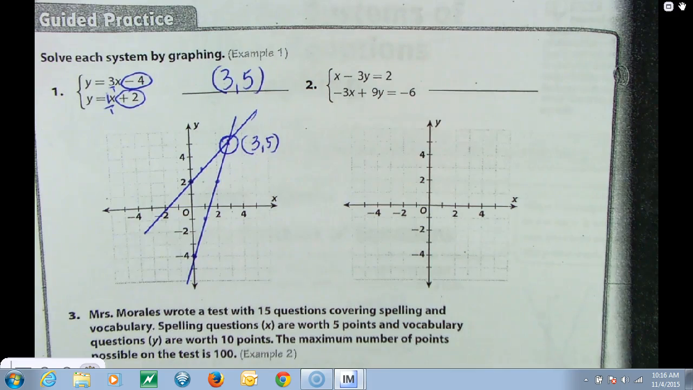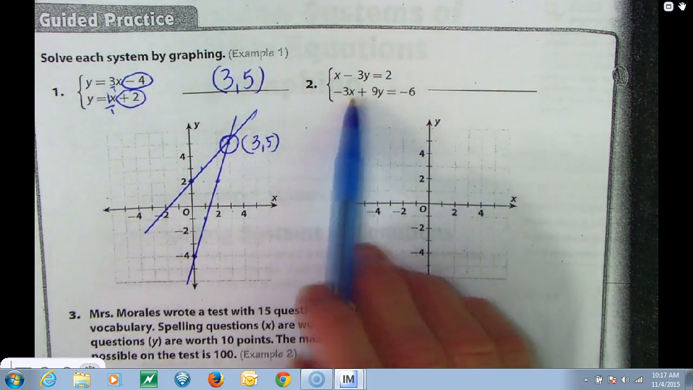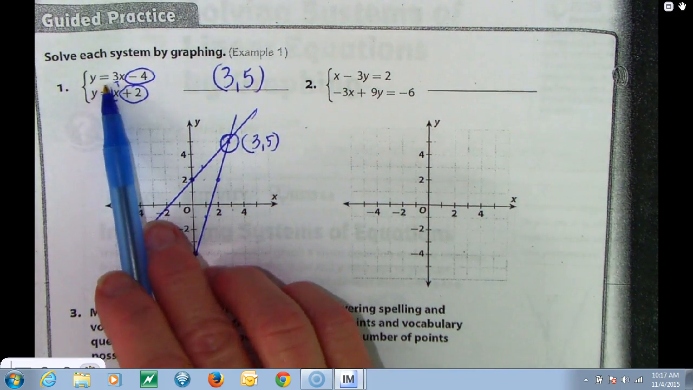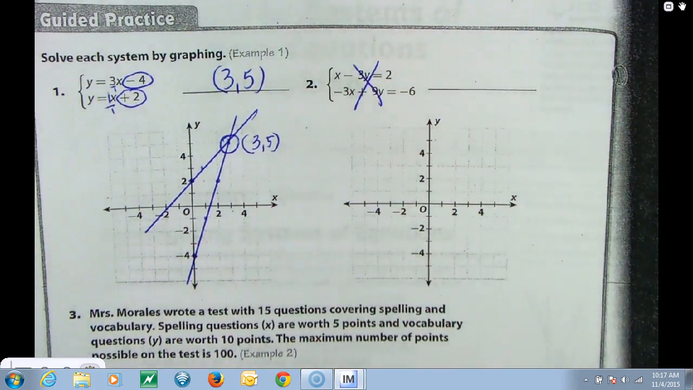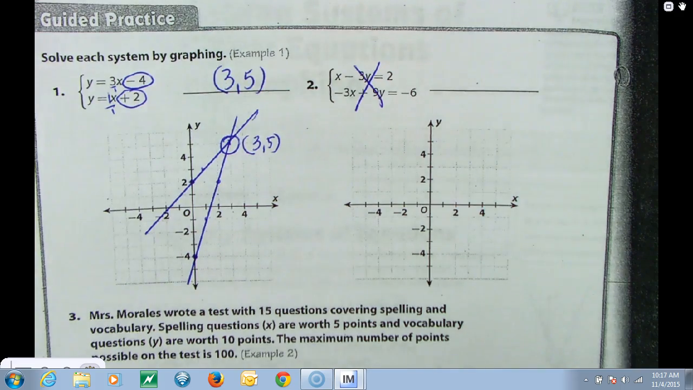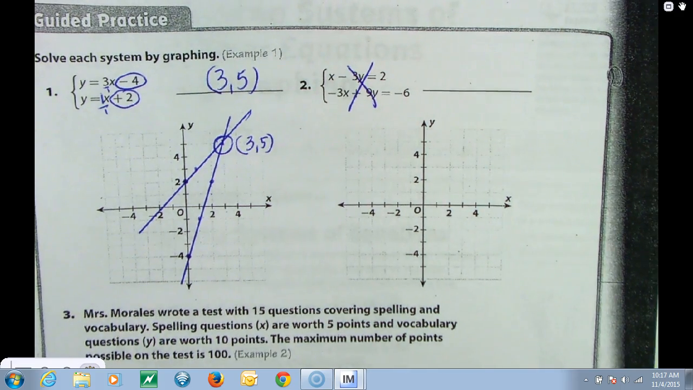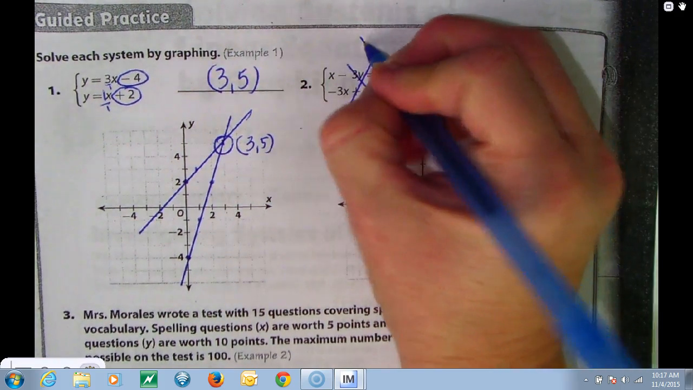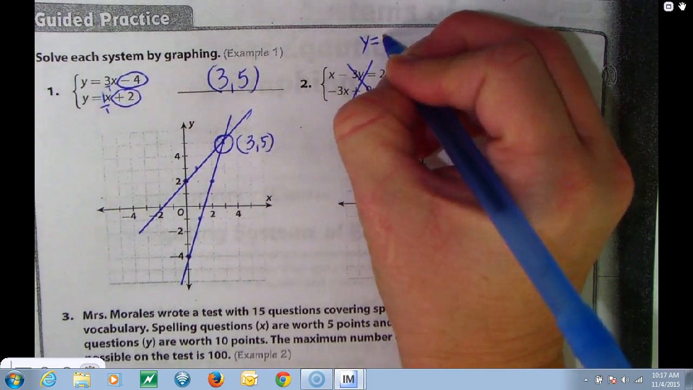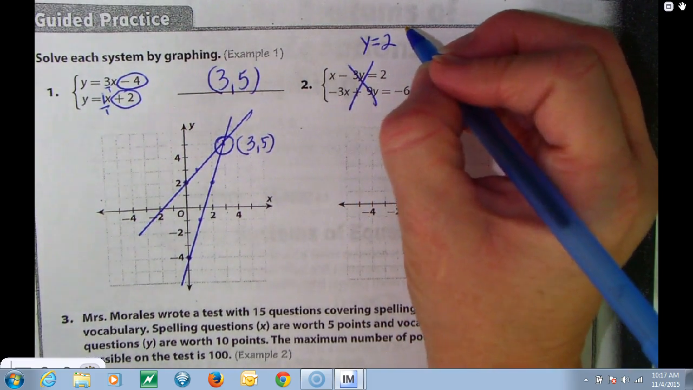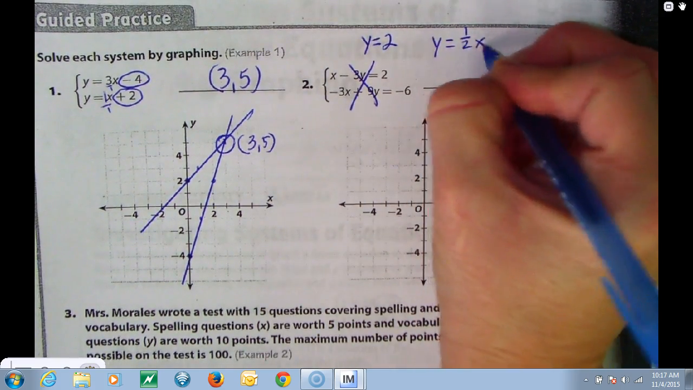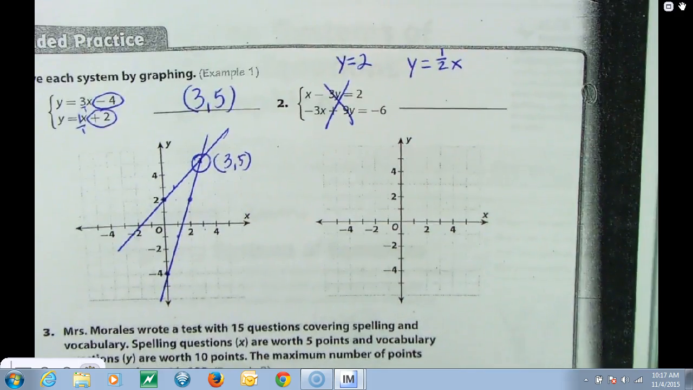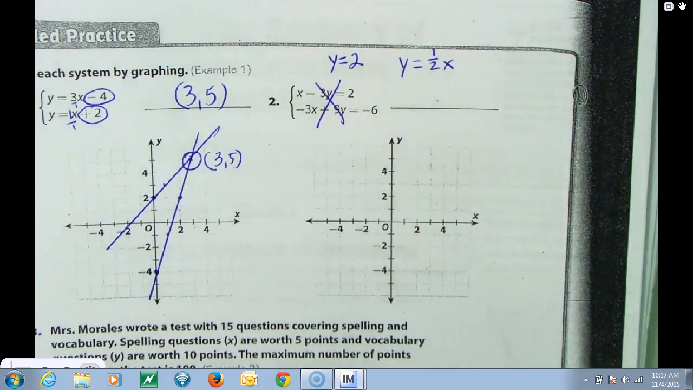Okay, guys, why didn't I let you go do number 2? They're not in this form, are they? No. To graph them, they have to be in that form. And these, I put them in y equal form, but they were too hard to graph. So I'm giving you two new ones. Everybody write y equals 2 and y equals 1/2 x. Okay, these are going to be a little harder.